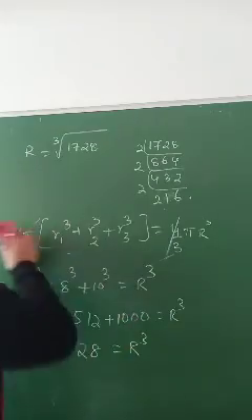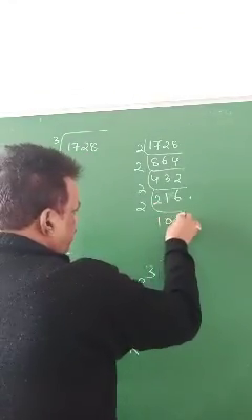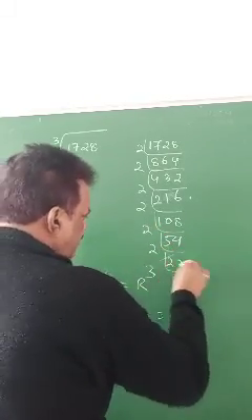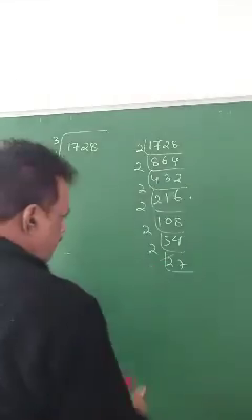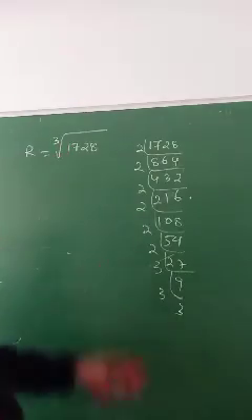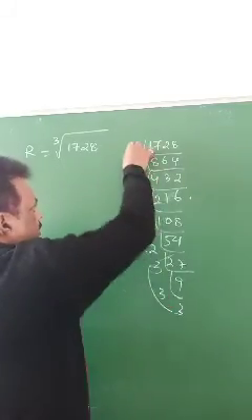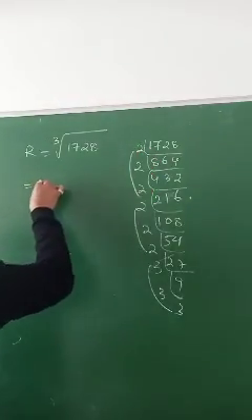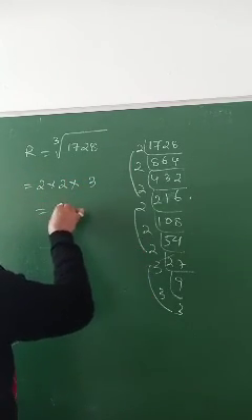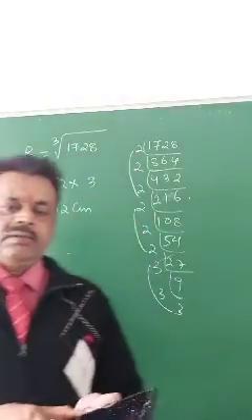Okay, 108, 54, 27, 3, 3, 3. Cube root means you have to make groups of 3: 1, 2, 3. That means 1, 2 you take here, 1, 2 you take here, 1, 3 you take here. That is 12. Simple. Okay.